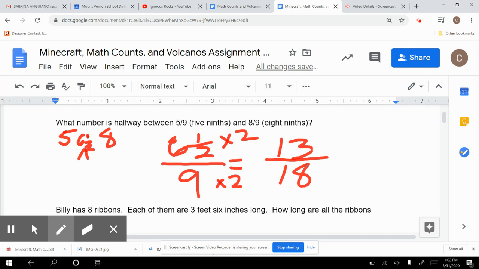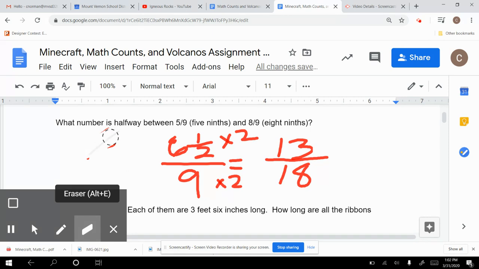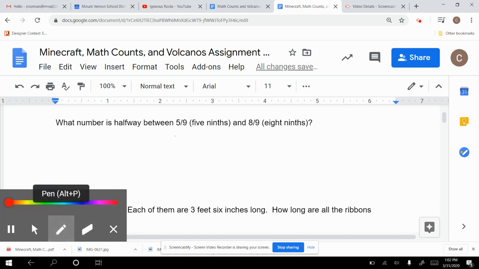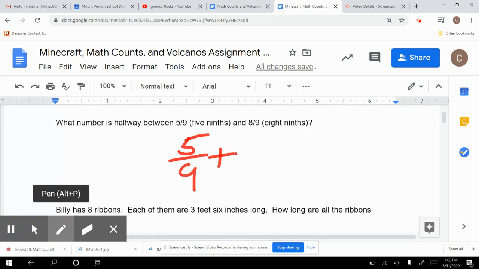There's another way that we could do this as well. Like I said yesterday, basically it's just finding the average of these two numbers. I'm going to erase all this really quickly. Whenever you find the average, you add the numbers together and divide by how many data points there are. In this case, we have just 2. So we have 5 ninths plus 8 ninths. Since our denominators are the same, we add the numerators, which gives us 13 ninths.